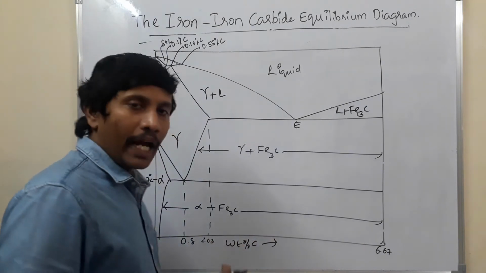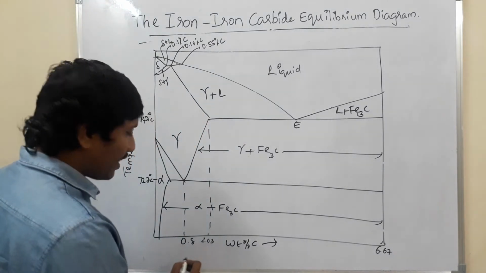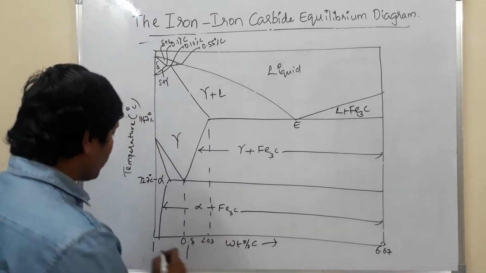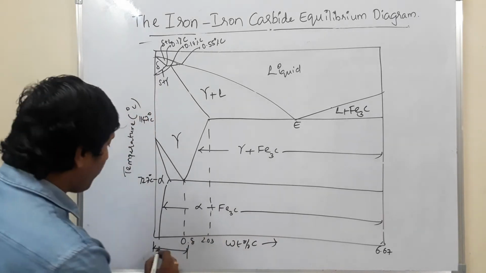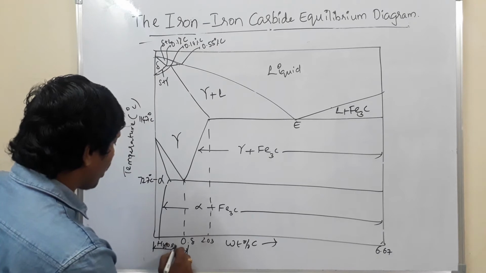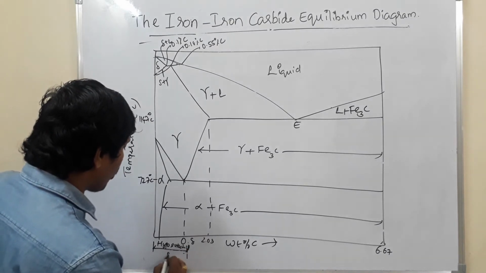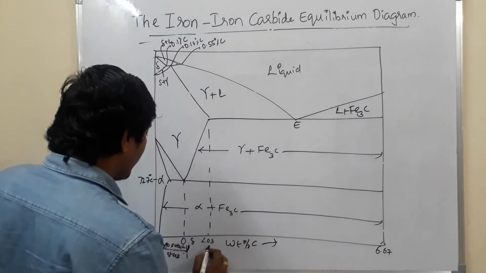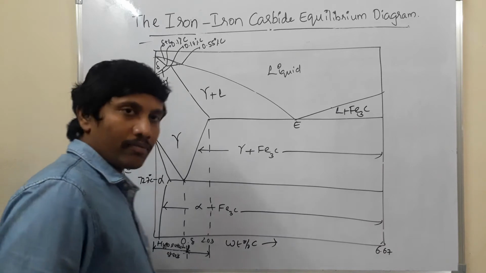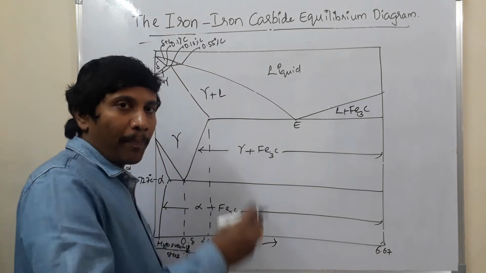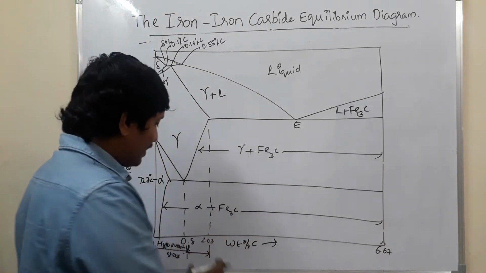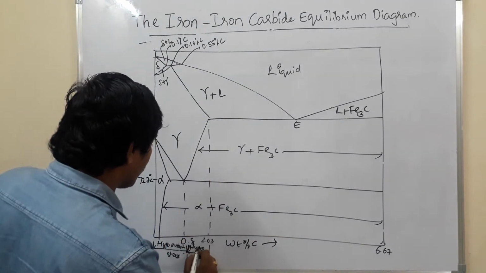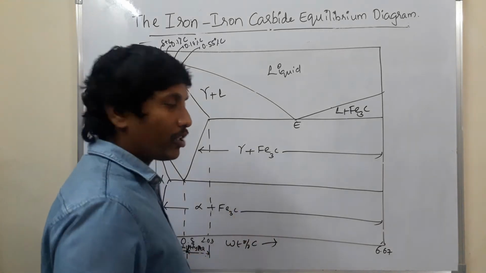Now I will take a hypoeutectoid steel. What are hypoeutectoid steels? Steels with carbon percentage less than 0.8 are called hypoeutectoid steels. Steels with carbon percentage from 0.8 to 2.03 are called hypereutectoid steels.